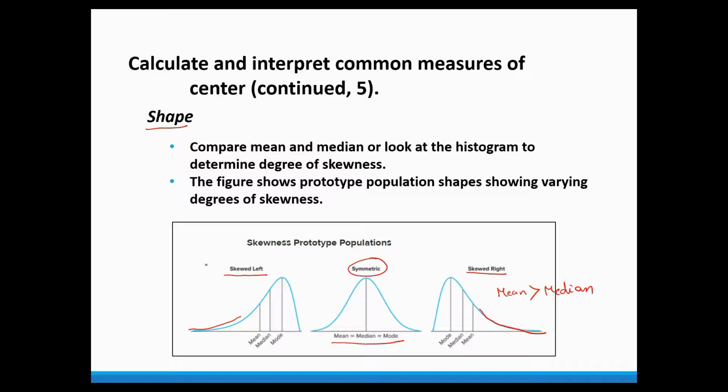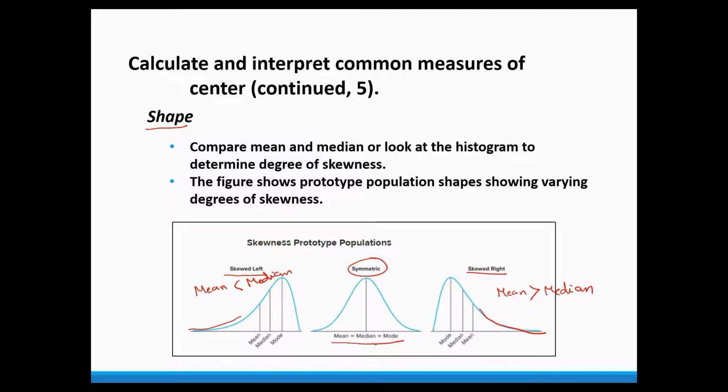But here the mean is less than the median. In this case, we say that the shape of the data is skewed to the left, and here the data is skewed to the right. And of course, the middle case refers to the normal distribution, or we say the data set is normally distributed.